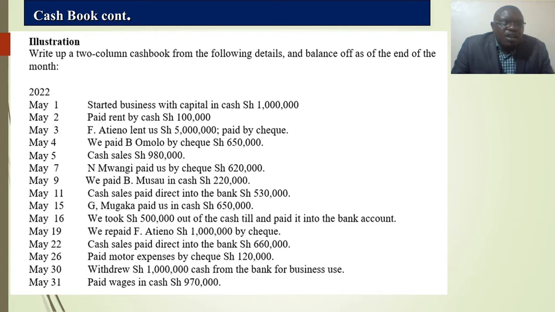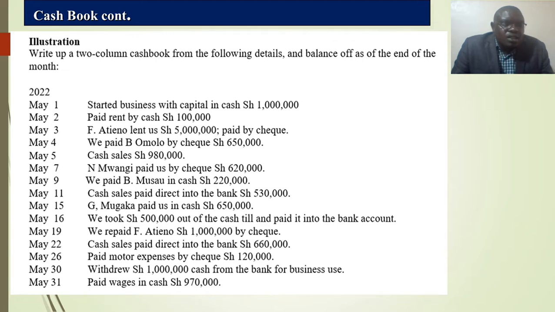On May 7th, Mwangi paid by check, 620,000 Kenya shillings. On May 9th, the business paid Bim Sao in cash, 220,000 Kenya shillings. On May 11th, the business made cash sales, which were paid directly to the bank, and the amount is 530,000 Kenya shillings. On May 15th, G. Mugaka paid the business in cash, 650,000 Kenya shillings. On May 16th, 500,000 Kenya shillings was taken out of the cash till and deposited into the bank.